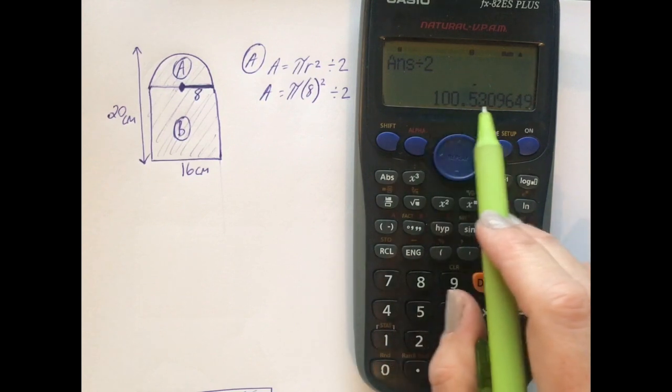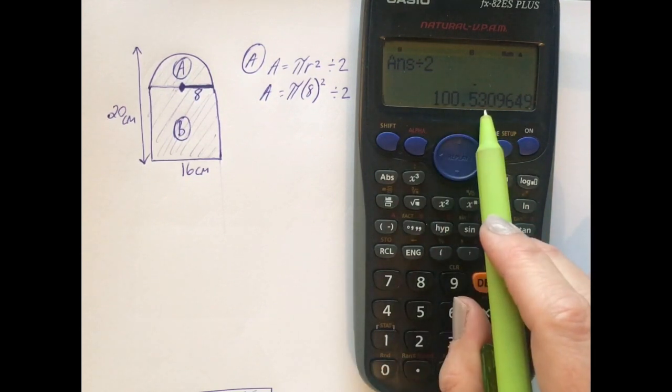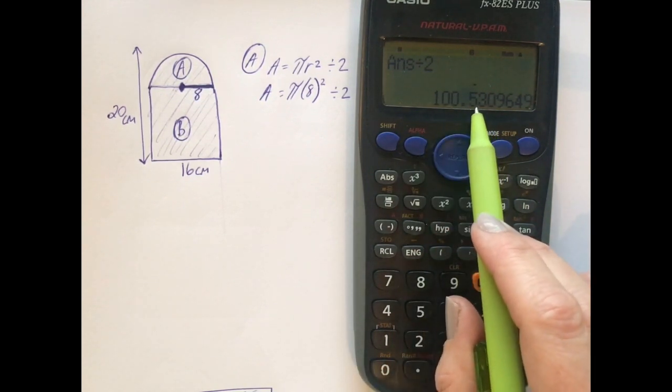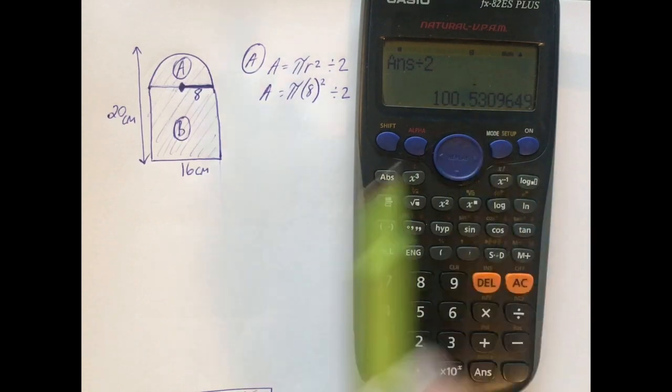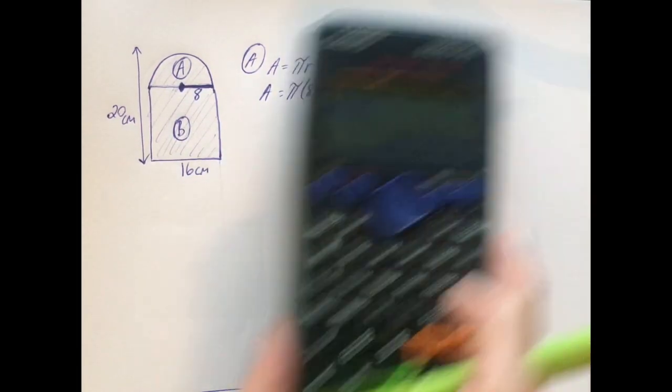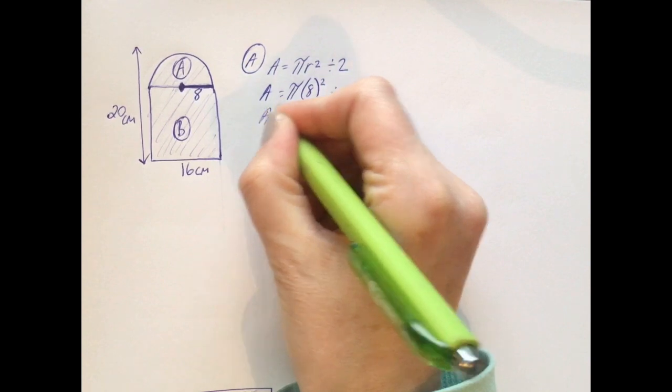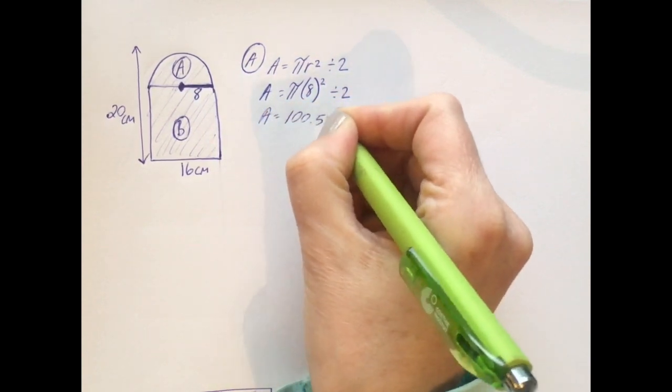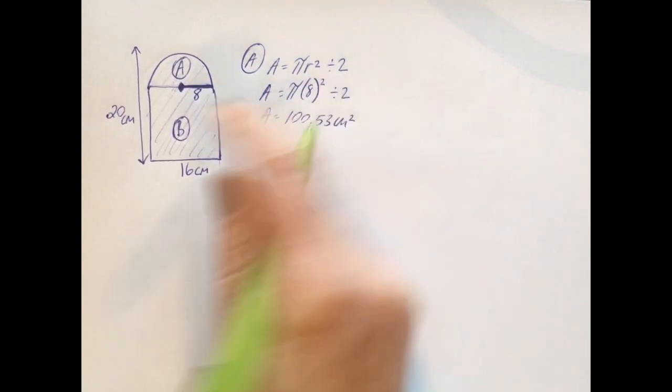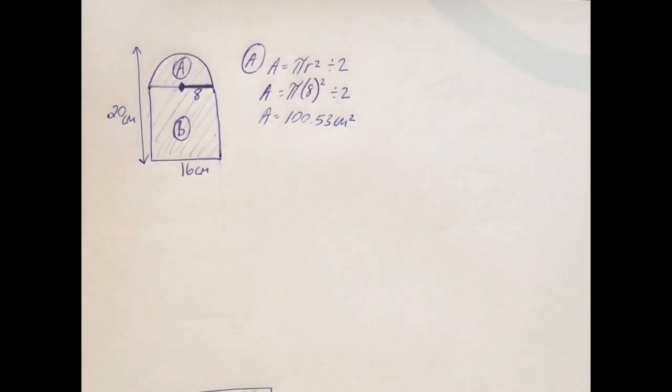We'll put it in decimal places. 2 decimal places will give it to 100.53. The 0 obviously doesn't make the 3 bump up. So 100.53 centimeters squared is the area of the top semicircle.